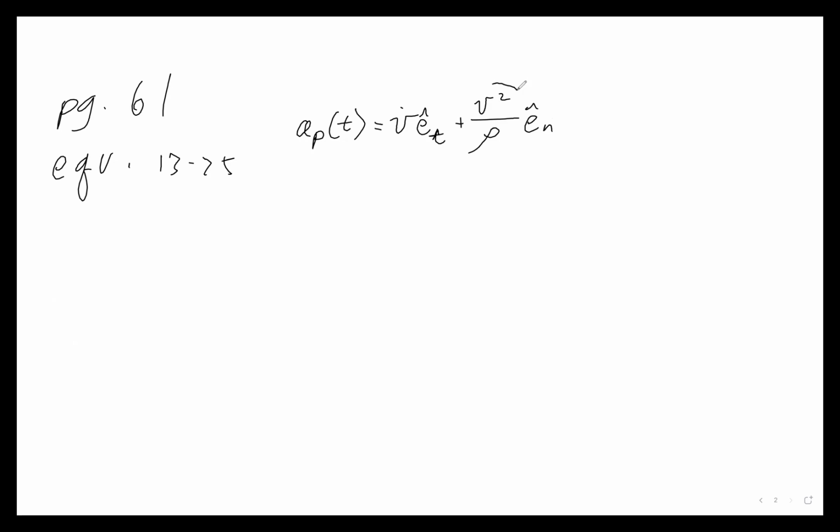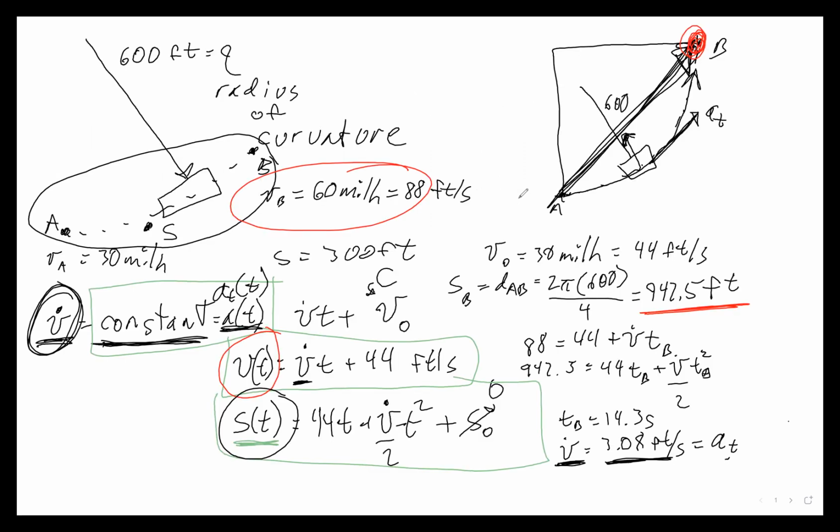So we just need to know these two values. We already found v dot. We found the tangential, that was the 3.08, and now that's e hat t. Now we need to find the velocity and the rho. Well, the rho is the 600. So what is the velocity? Let's go back. Do we have just the velocity anywhere? Well, we don't have the velocity found at 300 feet, at least not yet, right?